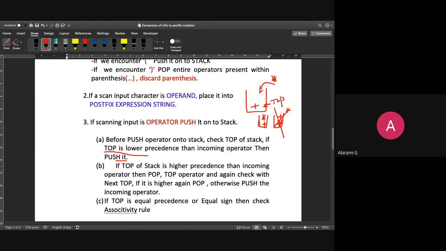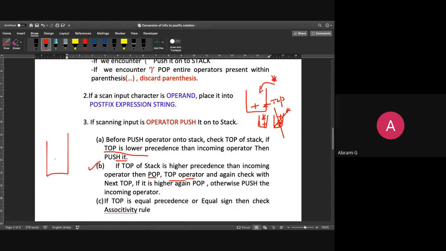But we can place higher precedence operator over lower precedence operator. As well as one more rule is, if two operators are equal precedence, then what we have to do? Okay, let us see. So this is the second one. If top of the stack is higher precedence than incoming operator, then pop top operator, and again check with the next top operator. If it is higher, again pop. Otherwise, push the incoming operator.